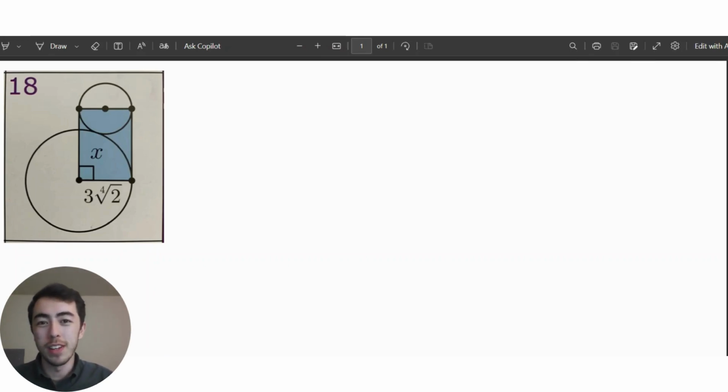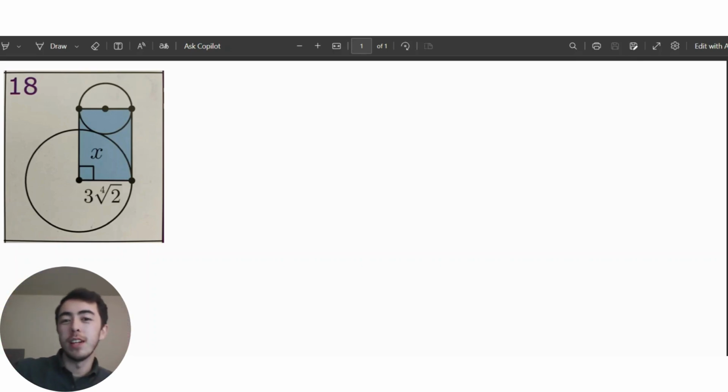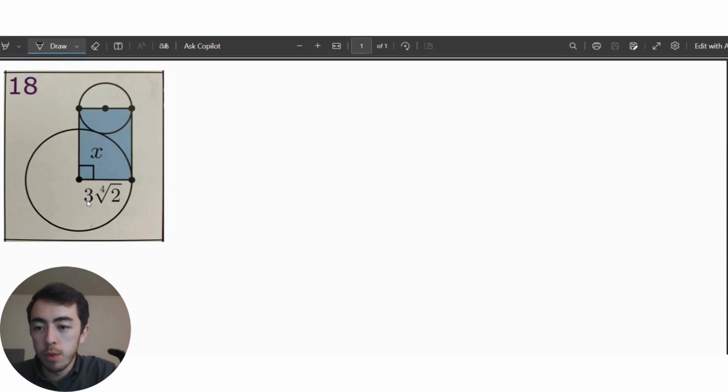Today is January 18th, and we have yet another problem to solve from this Daily Epsilon calendar. Let's try it out. Looks like it's another geometry problem, and we're solving for this area of the rectangle. What we're given is this bottom side length. It is 3 times the fourth root of 2.